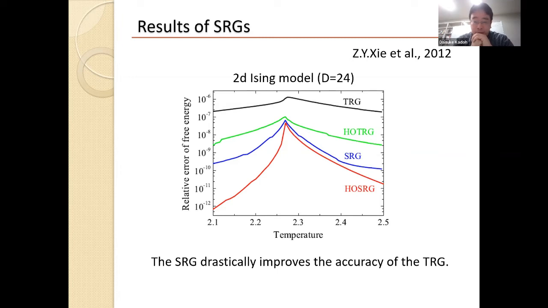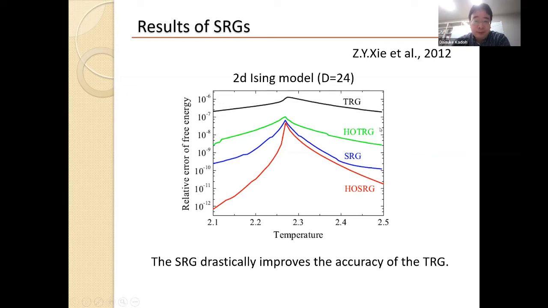And blue and red are the results of SRG and HOSRG. And the SRG schemes drastically improve the accuracy of TRG and HOTRG.